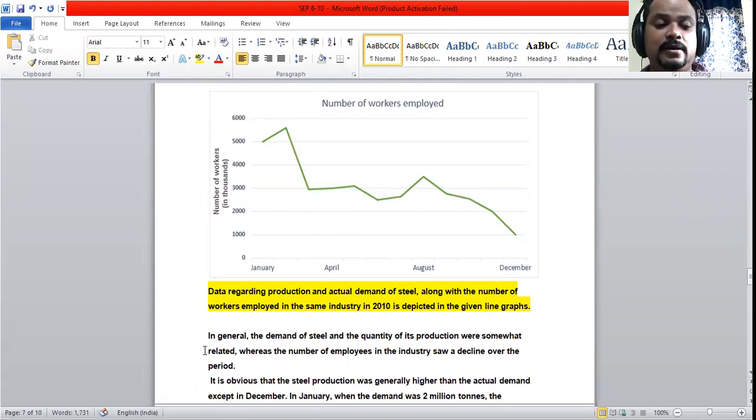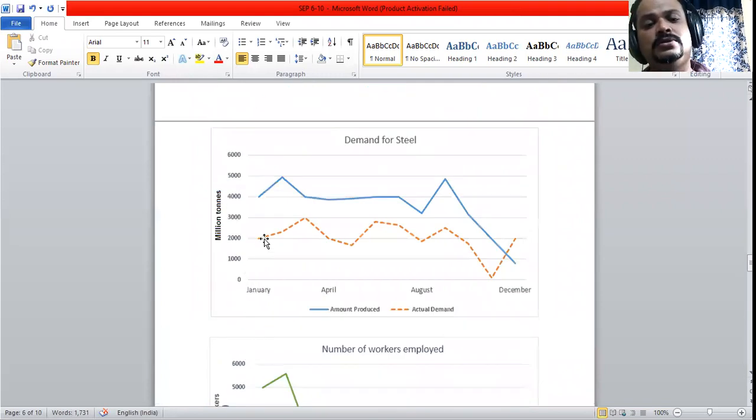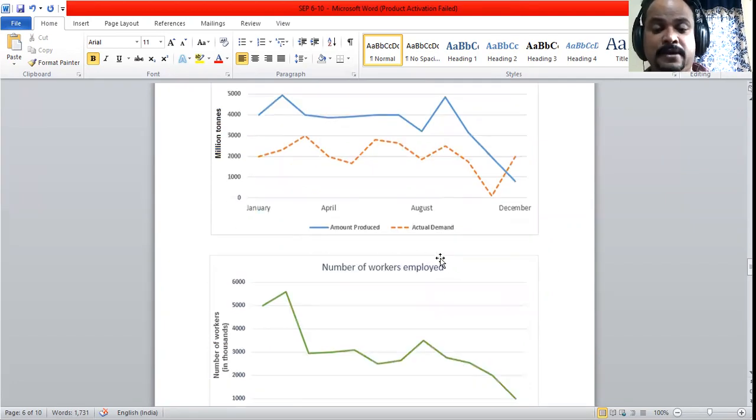Now in general, the demand of steel and the quantity of its production were somewhat related. You can see that as the demand goes up, there is some relationship. We could maintain a balance between the production and the demand. When the demand is going down, the production is also going down. You can see that there is some sort of relation up till this point, December.